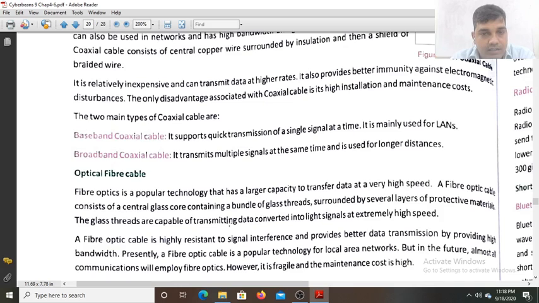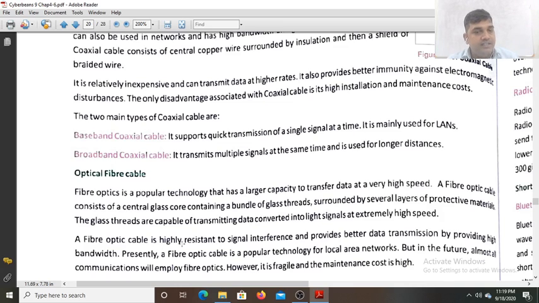Here we use light signals to transmit the data, and the speed of light, as you know, is extremely high. Nothing is faster than light. The speed of light is 3 lakh kilometers per second. A fiber optic cable is highly resistant to signal interference and provides better data transmission by providing high bandwidth. So the bandwidth of the optical fiber cable is also high, and multiple signals can be transmitted at a single time.